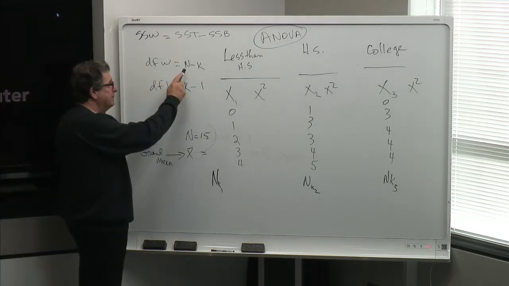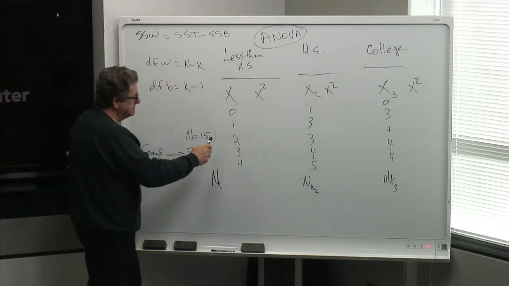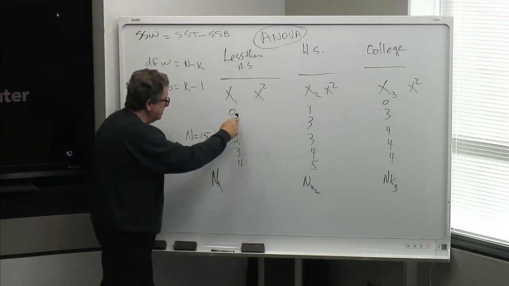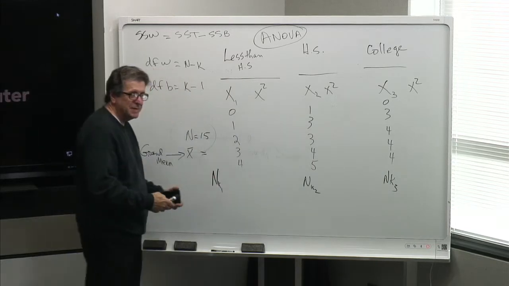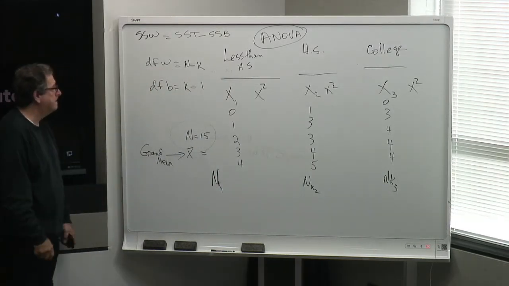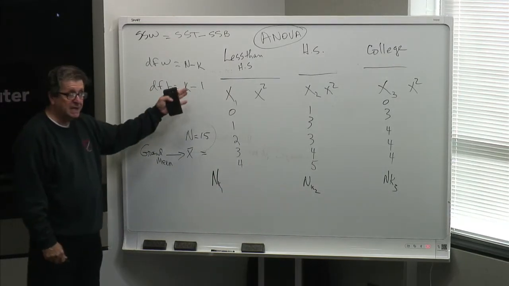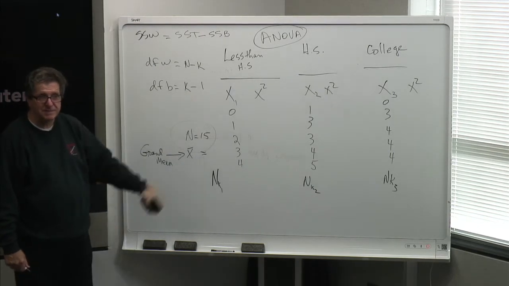And for the DFW formula, the N is 15, right? 1, 2, 3, 4, 5... 15 scores, 15 items, right? And of course, K, we all know, is the number of categories, right?